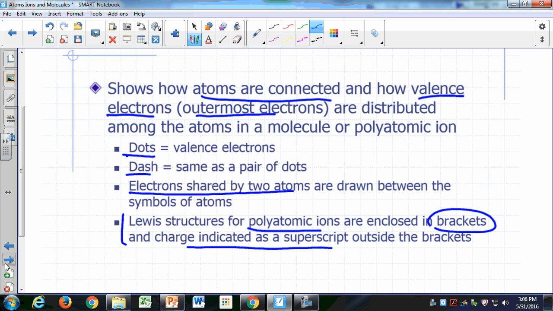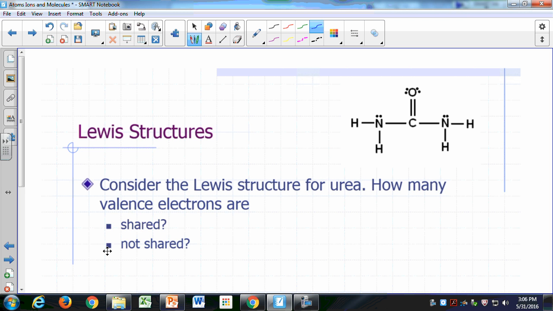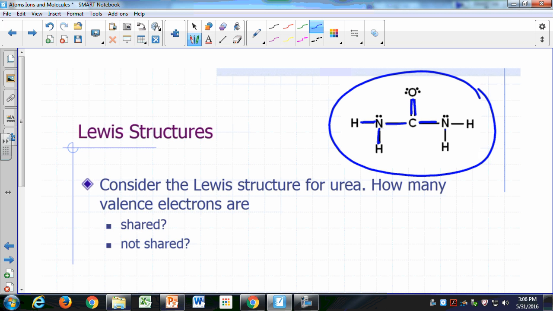Let's illustrate that. Here's an example of a Lewis structure for a molecule called urea, right here. How many valence electrons are shared? Let's see. There's one pair, two pairs, 3, 4, 5, 6, 7, 8. There are 8 lines, 8 pairs that are drawn between symbols. 16 are shared. So pairs that are drawn between symbols are the shared electrons.